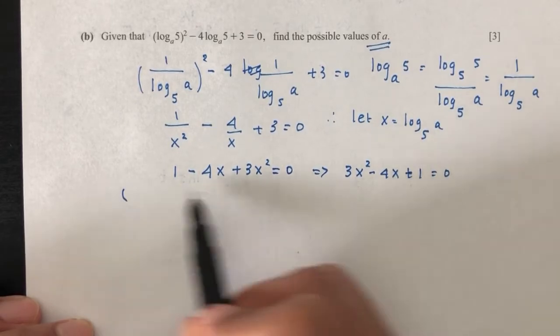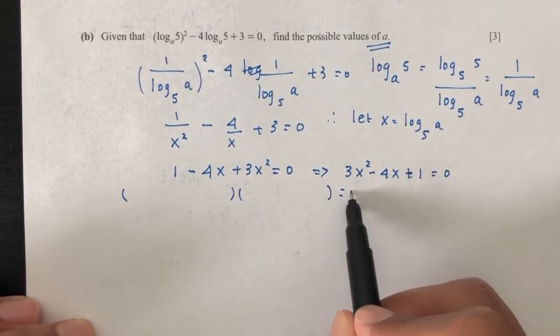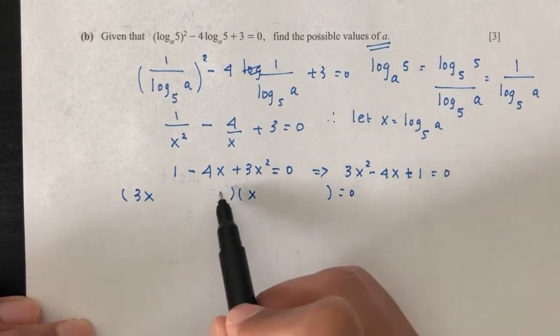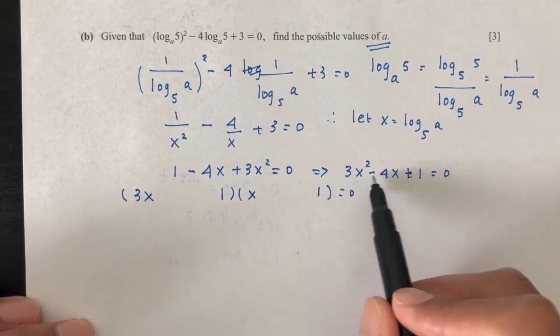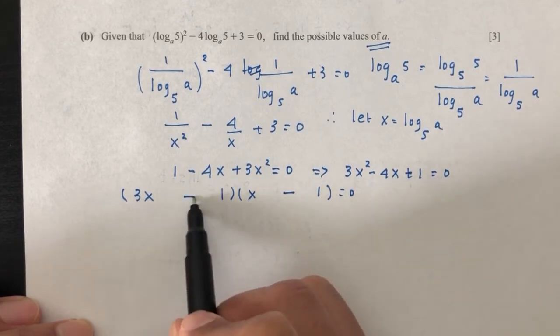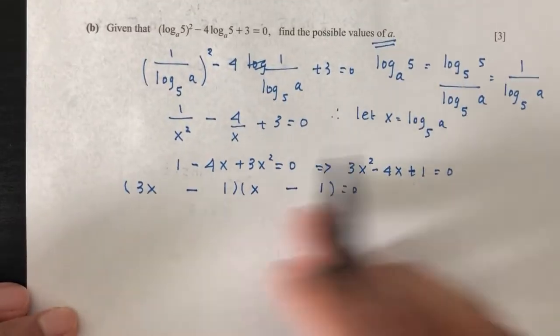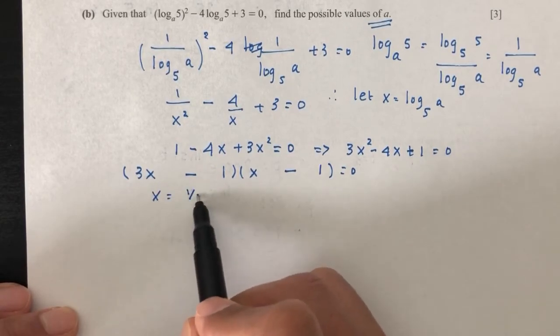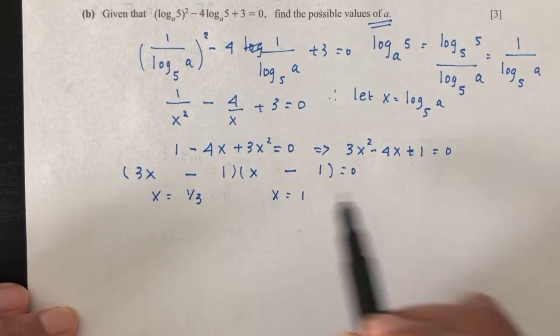So let's factorize this as a normal quadratic equation. So that will be 3x and x. So what is 1? 1 is 1 times 1. So to make it minus 4, it needs to be minus 1 and minus 3. So minus 3 and minus 1, it will be minus 4. So x is equal to 1 over 3, or x is equal to 1.